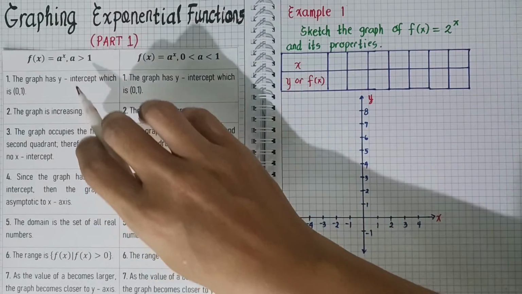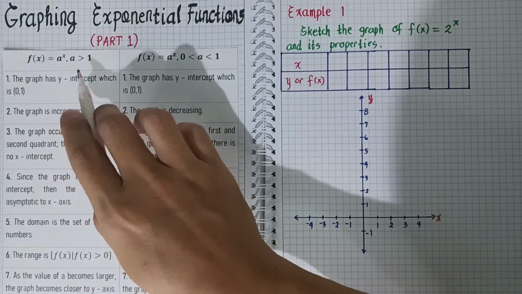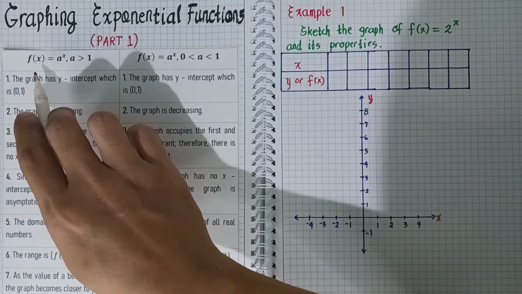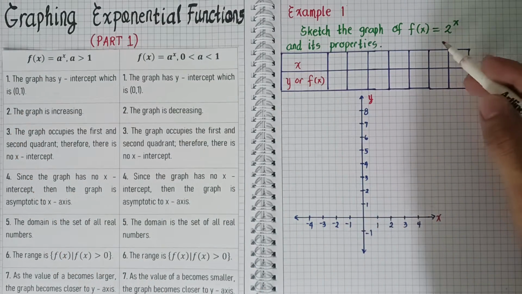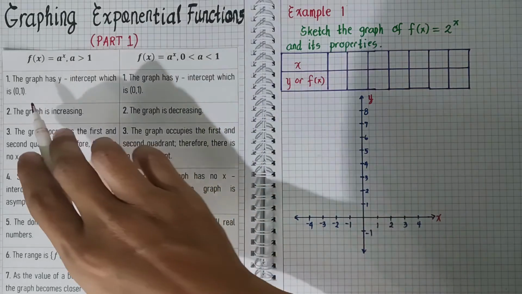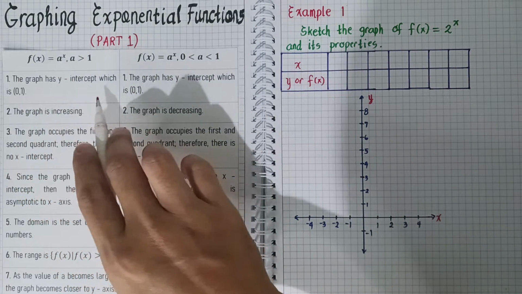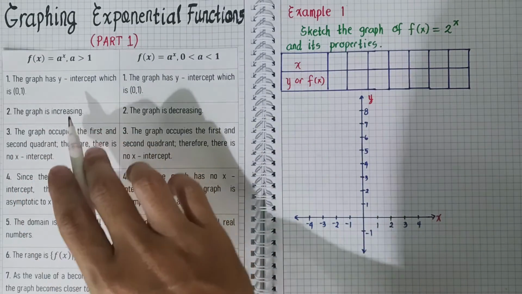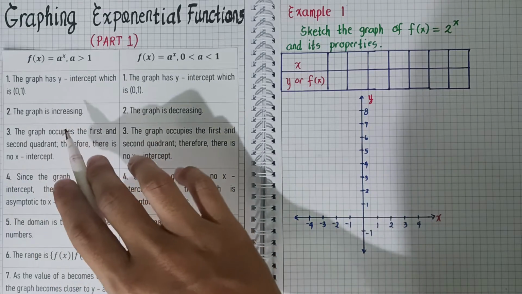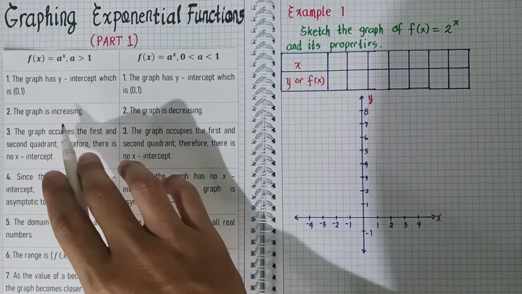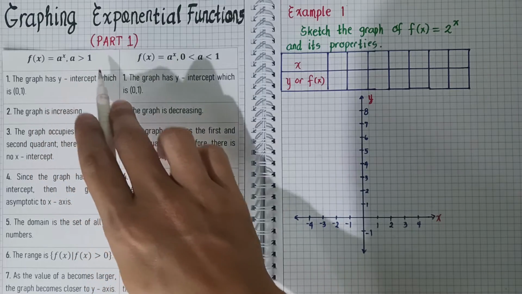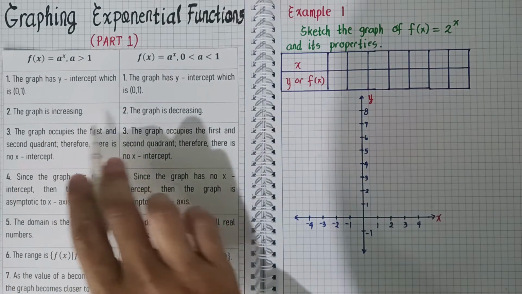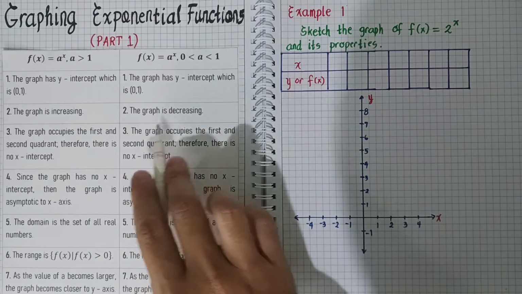Okay, so for a to the x, where a is greater than 1, kapag ganito ang given na function natin, say for example f of x equals 2 to the x, the graph has a y-intercept which is (0, 1). And then the graph is increasing when a to the x where a is greater than 1. So sa kabila naman, the graph is decreasing.